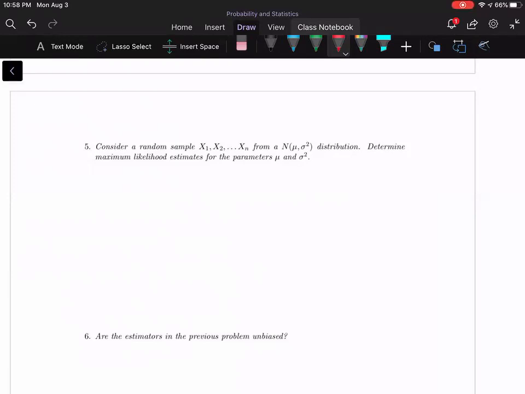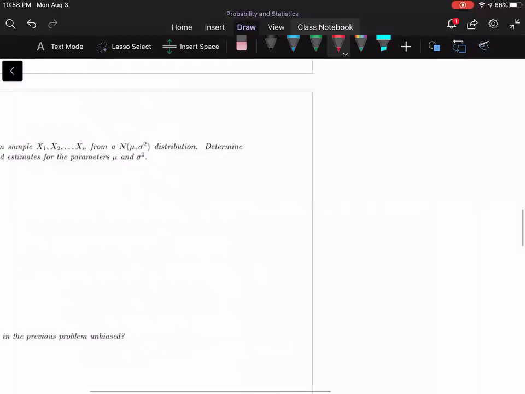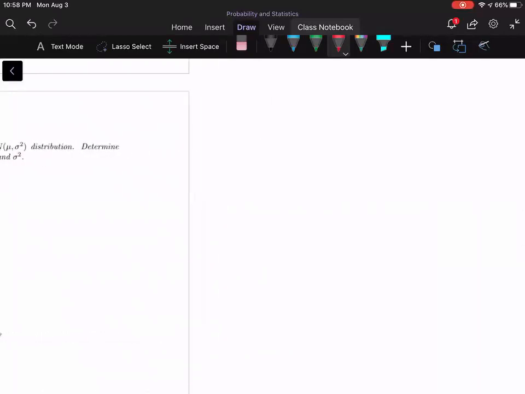So we've got x1 through xn coming from a normal mu, sigma squared distribution. We want to determine the MLE estimates for both parameters, for mu and sigma squared. All right, so I didn't necessarily give myself enough space, so I'm going to do some of the groundwork on the far right over here. First thing is to jot down the PDF for a normal.